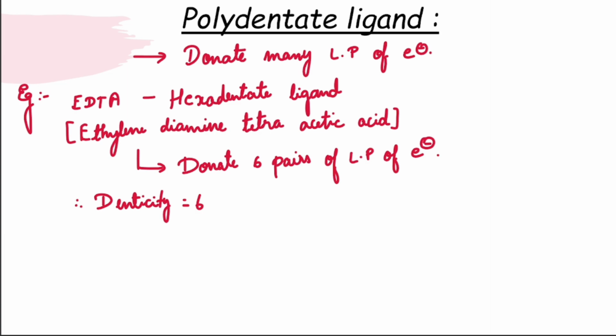Okay, that's it. Now we have special cases. Let's see the two special cases of the ligands. That is the ambidentate ligand. Ambidentate ligand means the ligand in which two different atoms donate one pair of electrons. I repeat, in an ambidentate ligand, two different atoms donate one pair of electrons.